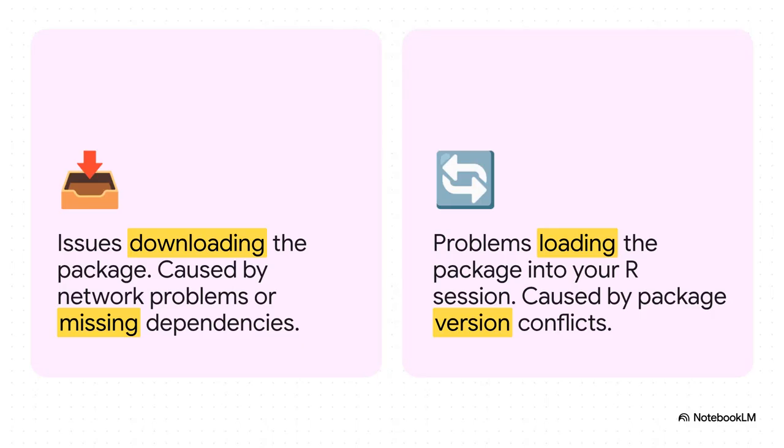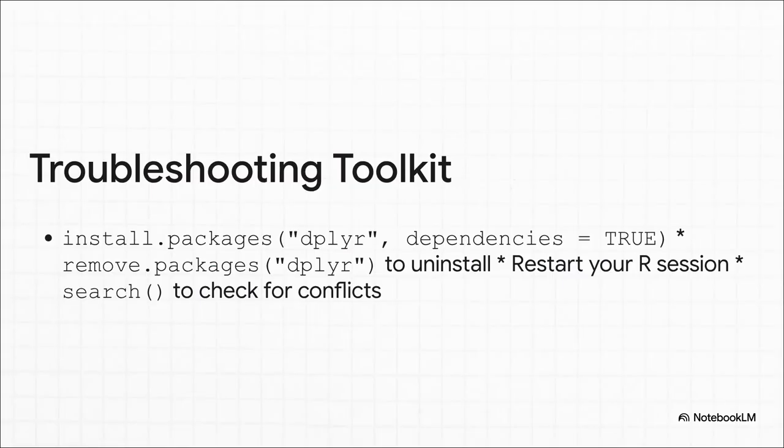It helps to know what kind of problem you're actually dealing with. They usually fall into 2 buckets. You've got installation errors, which happen while you're trying to download the package. That's usually a network thing, or maybe it's missing other packages it depends on. Then you have load errors. That's when you try to run library(dplyr) and it fails, often because of a conflict with another package you've got loaded.